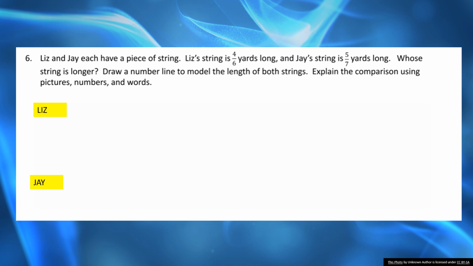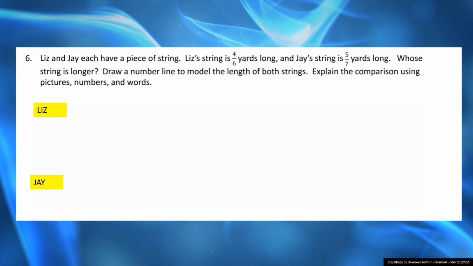Okay, so let's take this sentence by sentence as we always do with the word problem. Liz and Jay each have a piece of string. Liz's string is 4/6 yards long and Jay's string is 5/7 yards long. Okay, so to represent the string, and I see that I have fractions, so I know that it's a lot easier to draw a fraction strip and then turn that fraction strip into a number line.